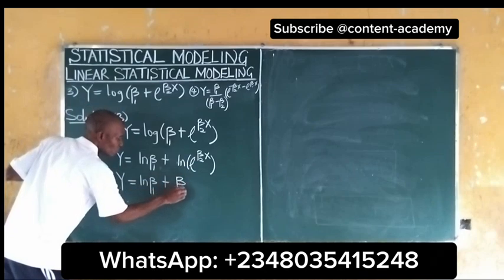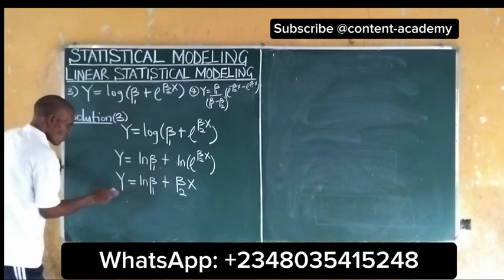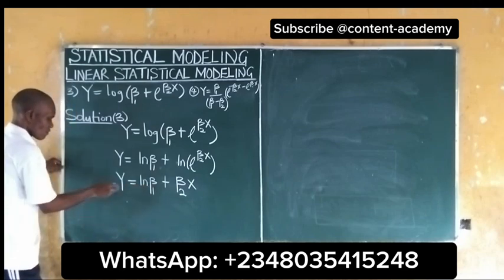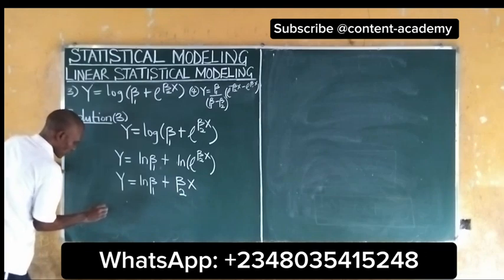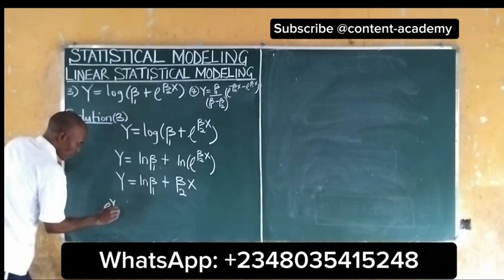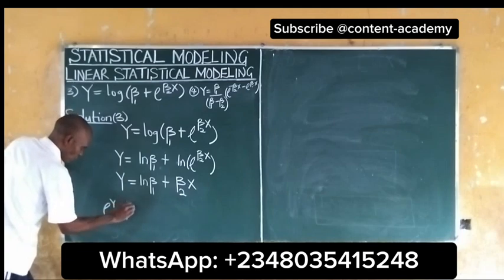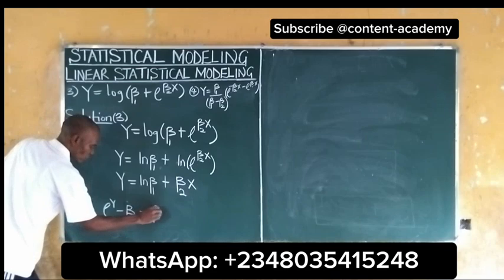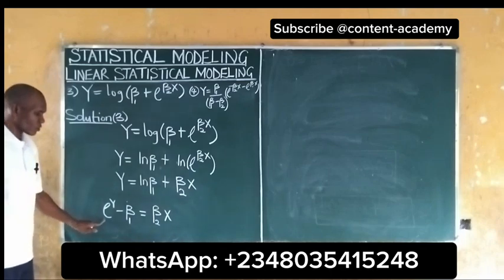So we have b2x. Now for this, we can bring this one over to the other side of the board. For us to do that, we have to take the exponent of this, which is the exponent of y minus, because this is coming over to this place, b1 is equal to b2x. So this is what we get.